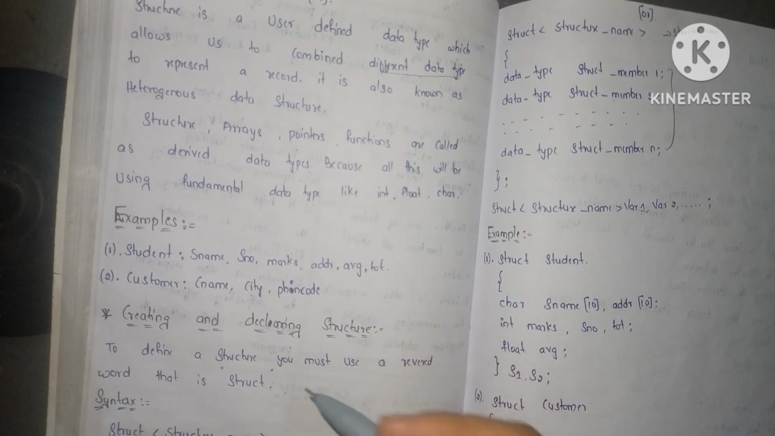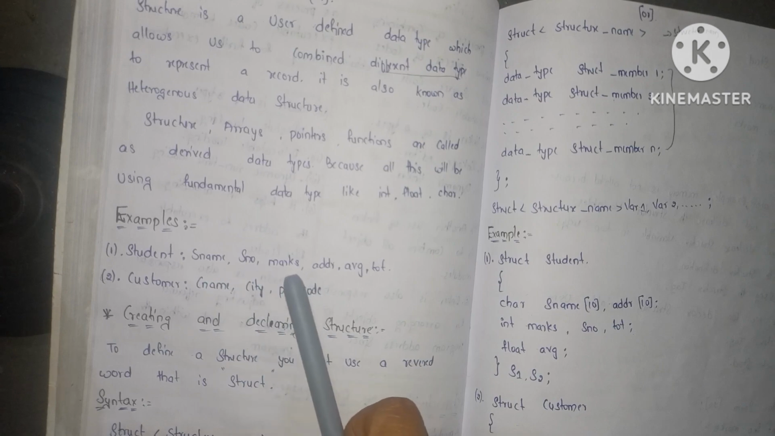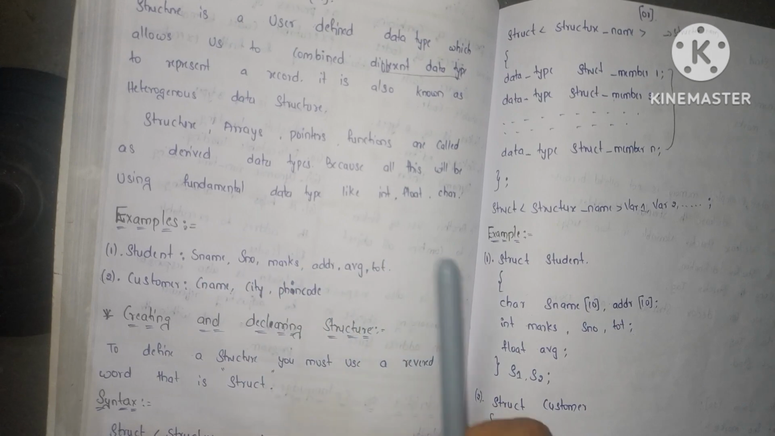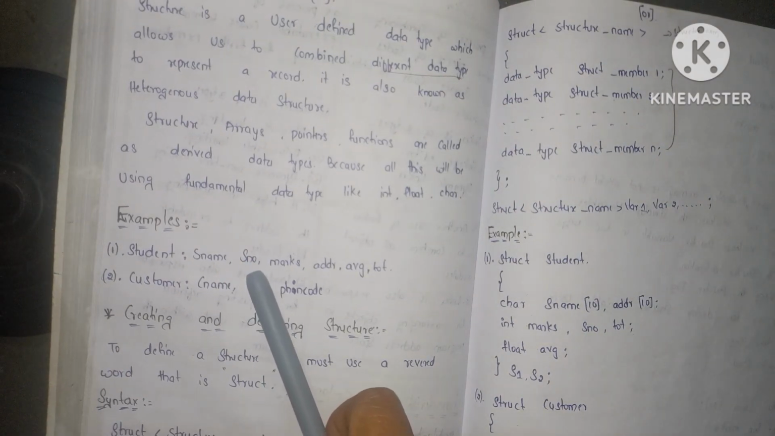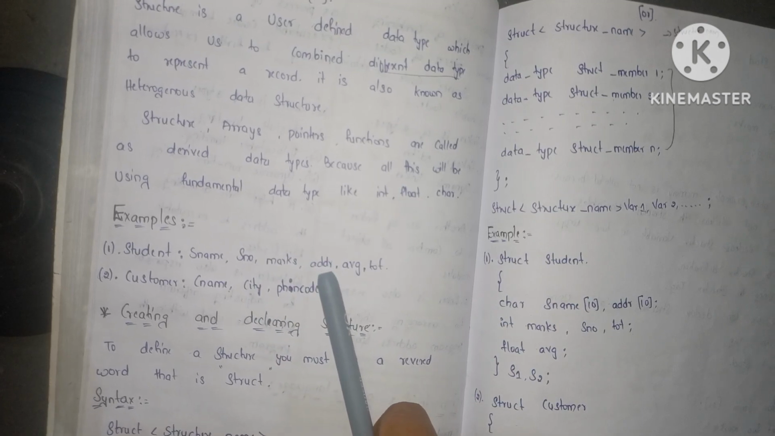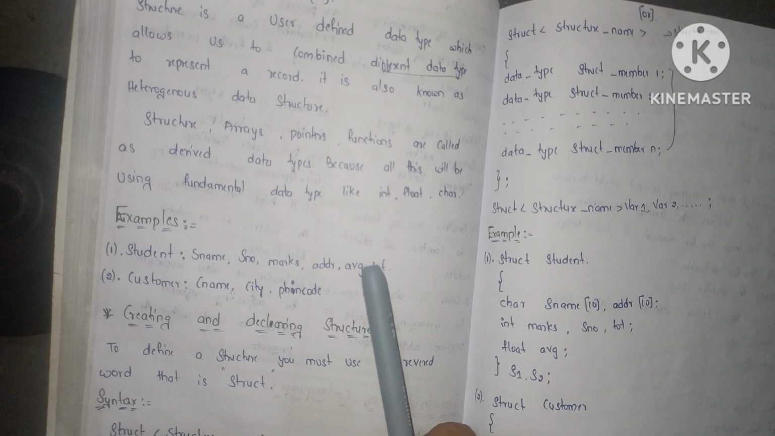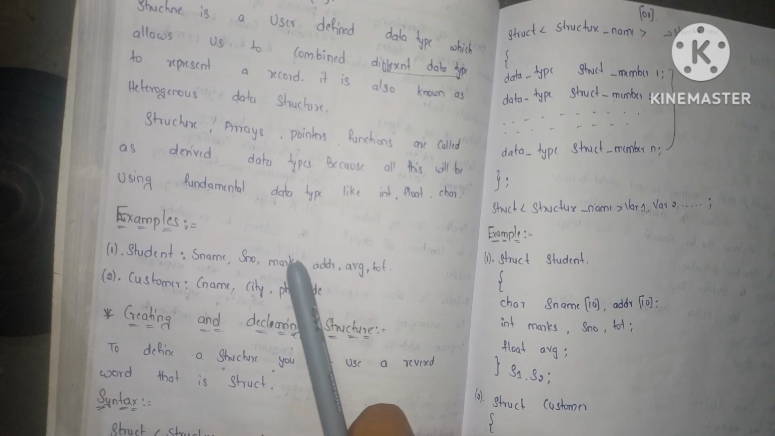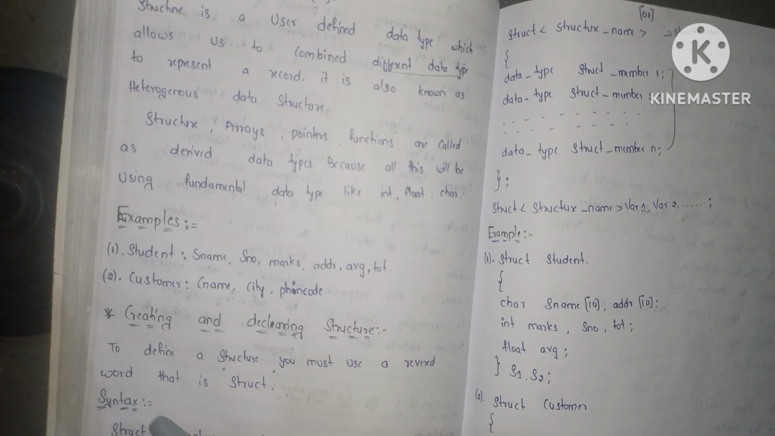One is the student structure and the second one is the customer structure. A student structure contains student name, serial number, marks, address, average and total marks. Those are different data type elements, because student name contains characters, serial number and marks contain integer values, and average contains the float data type. Similarly, a customer structure contains the customer name, city and pin code. These two are examples of structures: student structure and customer structure.